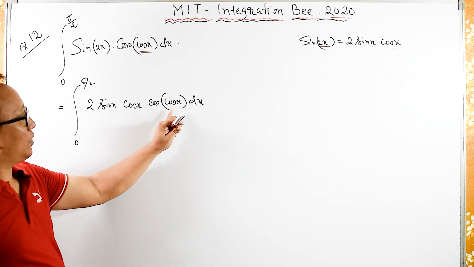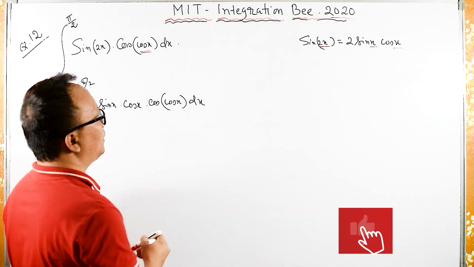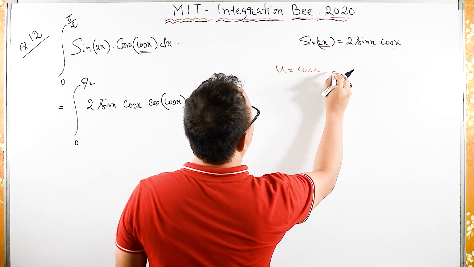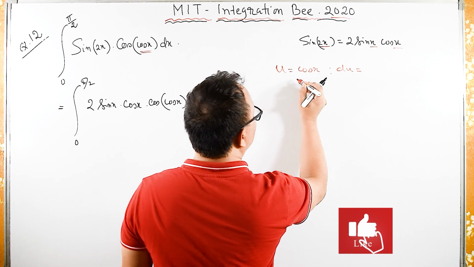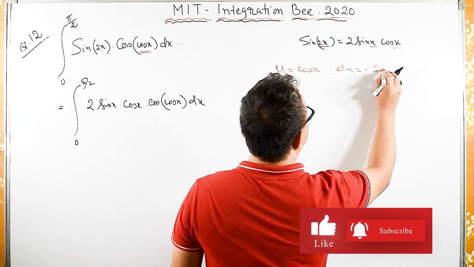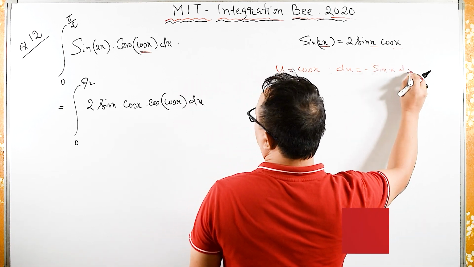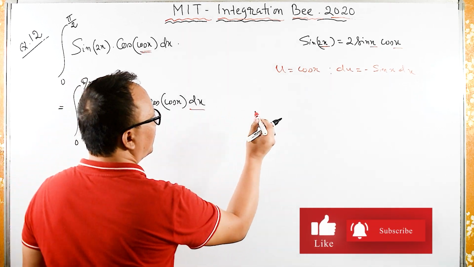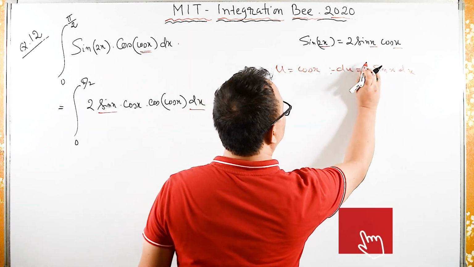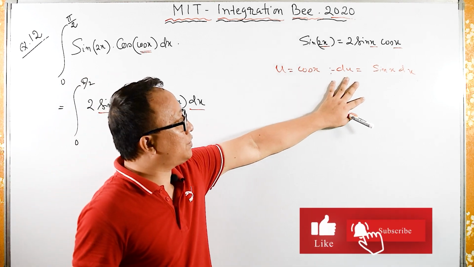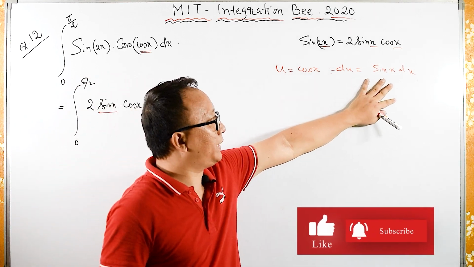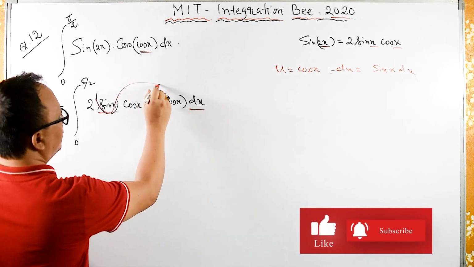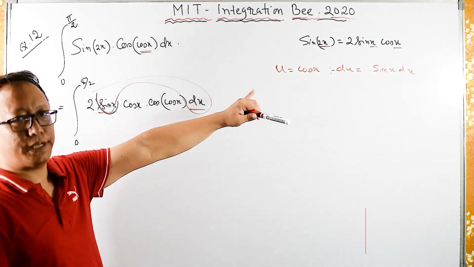Now let's substitute cos x equals to u. So I will substitute u equals to cos x, then my du is differentiation of cos, which is minus sine of x dx. So we have sine x as well as dx. So I will send this minus to this side, so minus du equals to sine of x into dx. Sine of x into dx becomes my minus du.